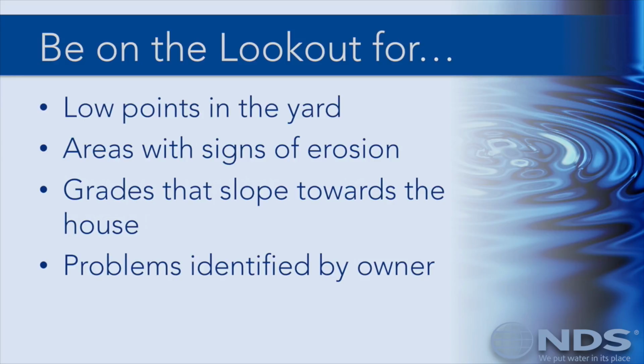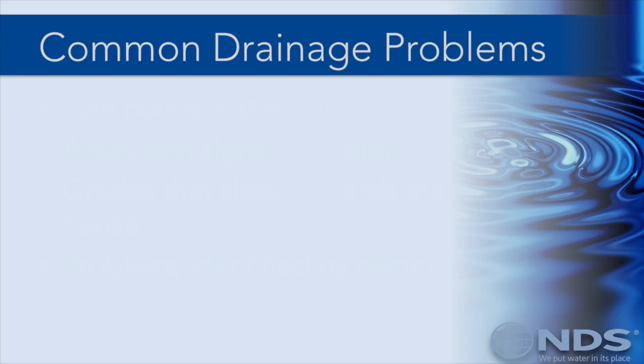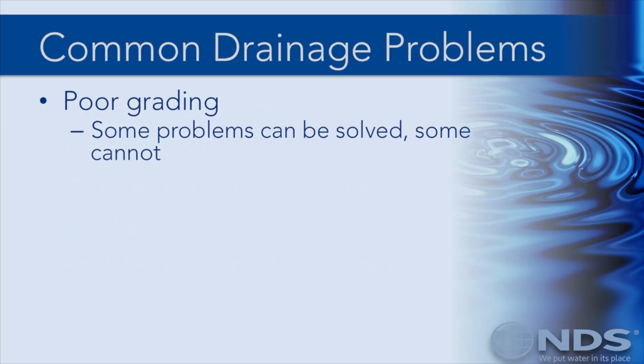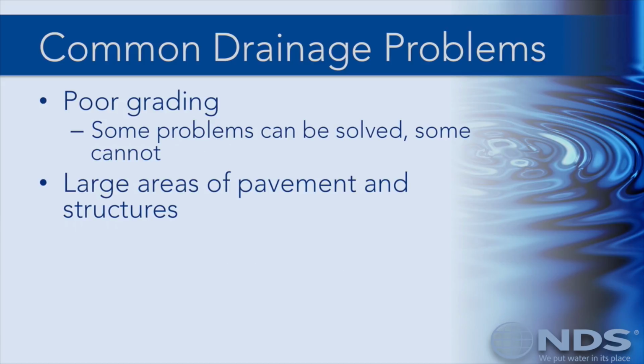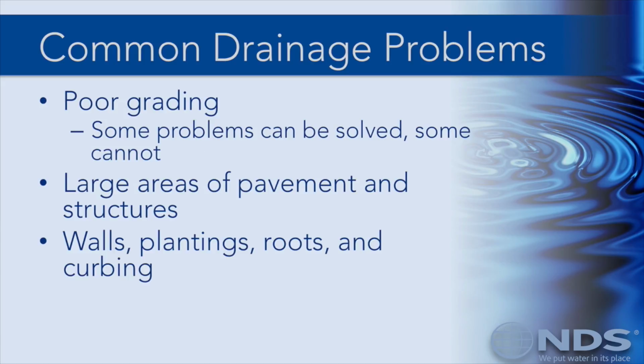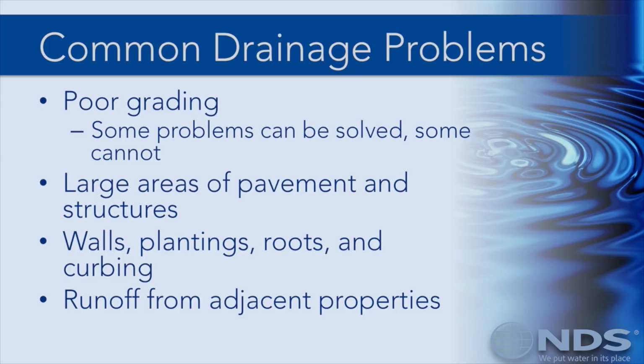Also, pay attention to common causes of drainage problems, including poor grading. Note there are grading problems that can be solved and those that cannot. In most existing landscapes, it is too expensive or too disruptive to correct drainage issues through regrading. Other causes include large areas of pavement and structures on the property; walls, plantings, roots, and curbing that direct water in specific ways; and runoff from adjacent properties with any of these problems.